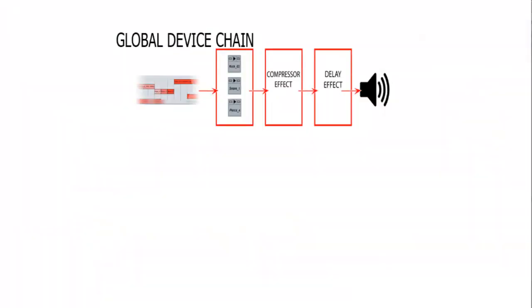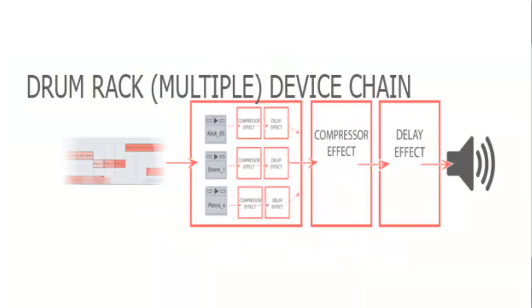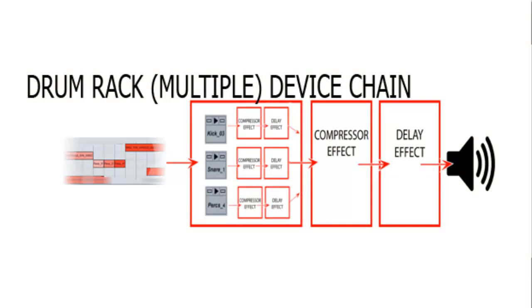So here's a little picture that I've drawn to explain how this device chain idea works. This is a global device chain, left to right. We've got some MIDI notes going into a drum machine, through some effects, and then out onwards towards your master track. Something like Drum Rack, if you look a little closer, has a little bit more detail in it. So if we zoom into the drum machine, we can see there are more device chains there that we can play with.